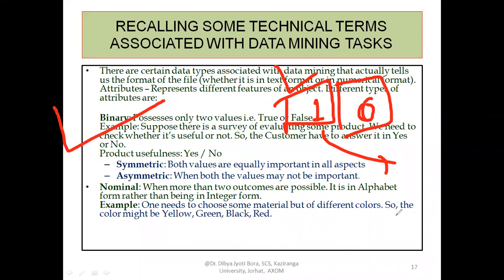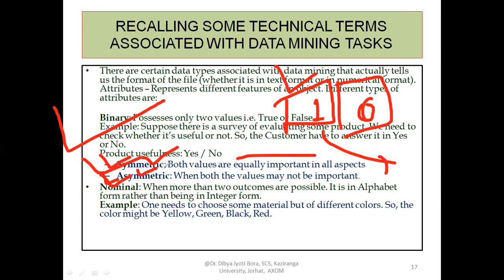Now, the binary type of attribute can again be classified into symmetric or asymmetric attributes. We can divide the binary attribute again into two types, either symmetric or asymmetric. Now, of the two values, if both values are equally important, then we will call it a symmetric binary attribute. If both values are not equally important, then we'll call it an asymmetric attribute. If two values are not equally important, one has more weightage and one has less, then we call it an asymmetric attribute.